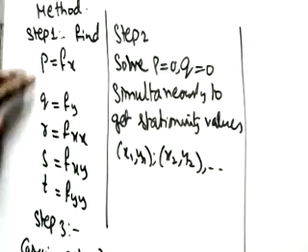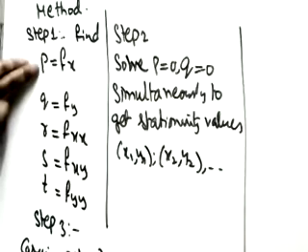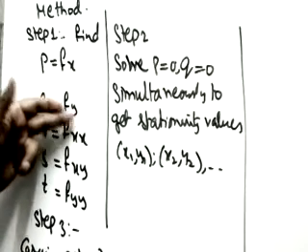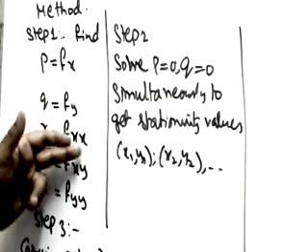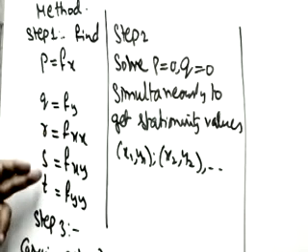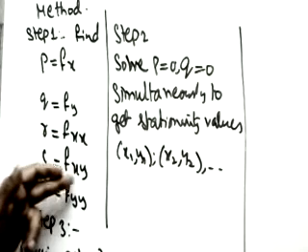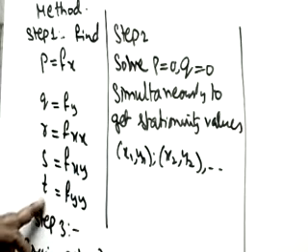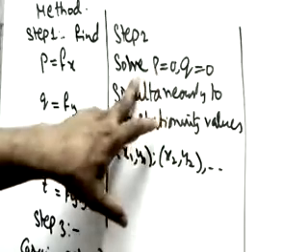This is the first step. We have to find the values of p, q, r, s, t. What is p here? P is fx, q is fy, a partial differentiation with respect to y. R is fxx, partial double differentiation with respect to x. S means fxy, differentiation of fx with respect to y. T means fyy. So the first step is finding fx, fy, fxx, fxy, fyy.